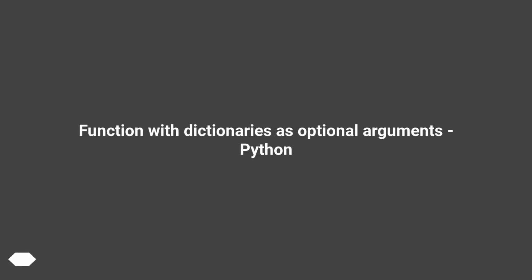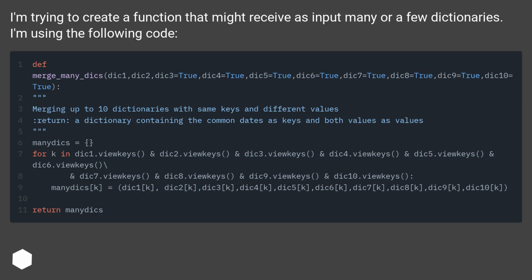Function with dictionaries as optional arguments, Python. I'm trying to create a function that might receive as input many or a few dictionaries. I'm using the following code.